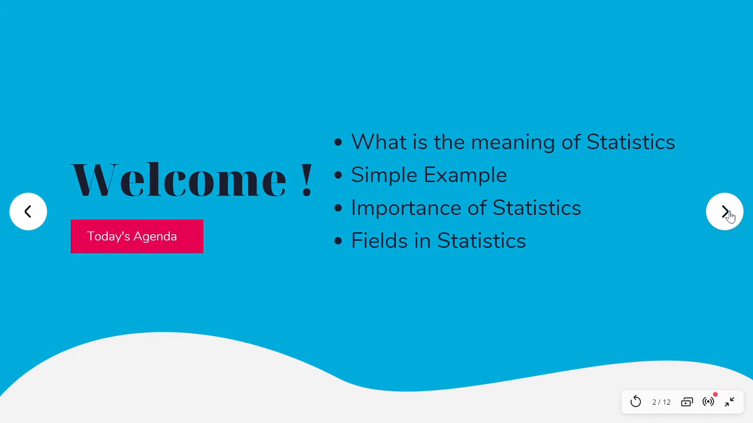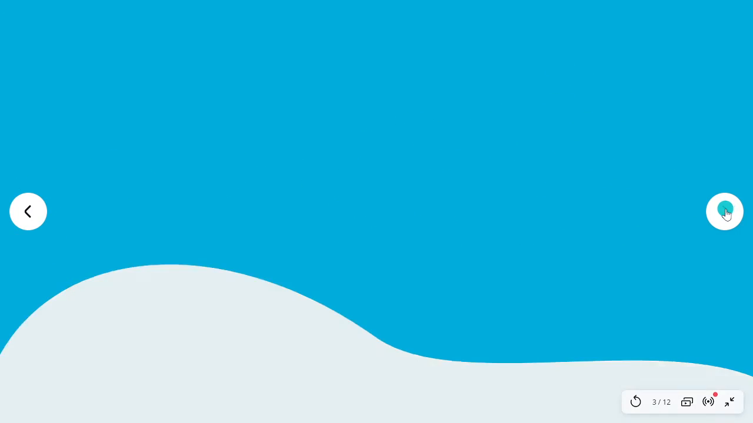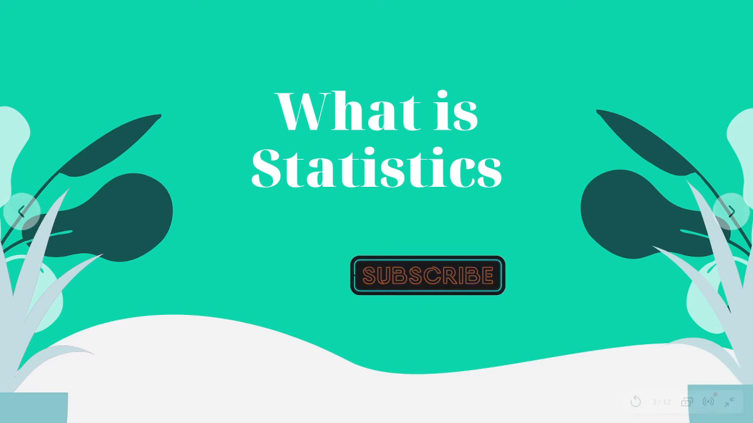In this video, you will learn about four things. What is the meaning of statistics? We will elaborate the meaning with just a simple example. What is the importance of statistics? And in the end, we will discuss what are the fields in statistics. So let's move on to the first topic, which is what is statistics?